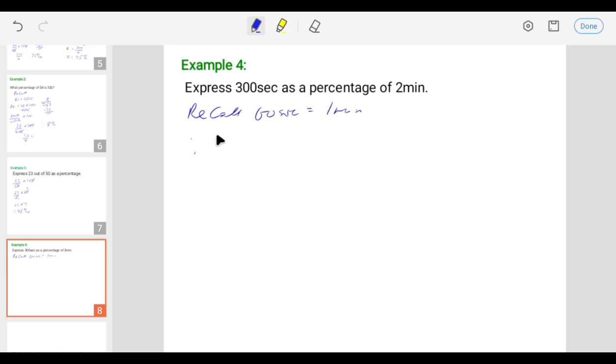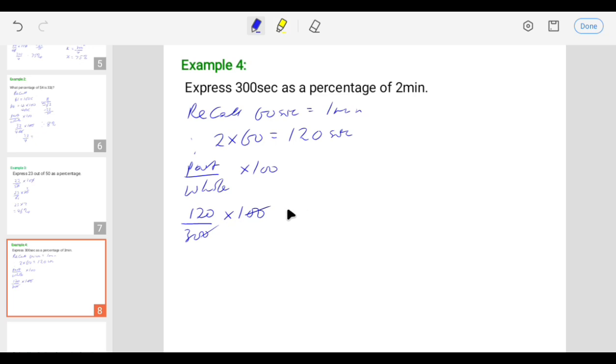So therefore 2 times 60 is going to be 120 seconds. Using our formula, part over whole times 100. Express 300 as a percentage of 2 minutes. Our part now is going to be 120 and the whole will be 300, times 100. If we reduce this, we're going to be having 120 divided by 3.